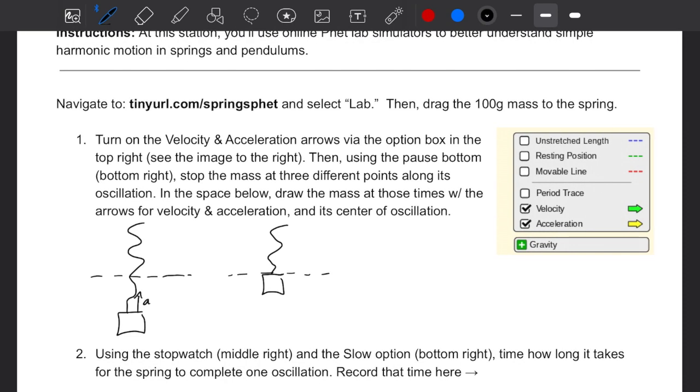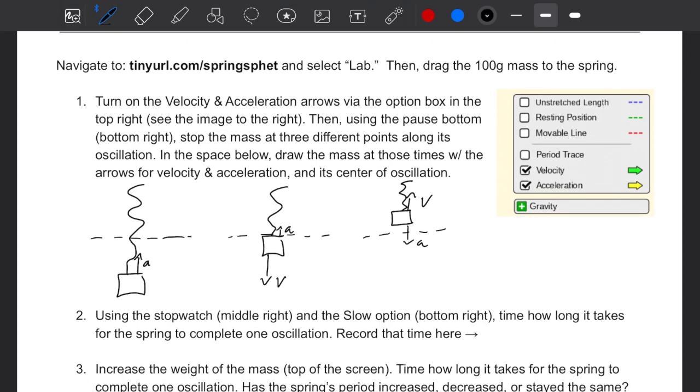But I chose another one that was right here where my acceleration was still up, but not by as much. And the velocity at this point was going down. And then for the third one, there's my equilibrium line. I stopped this one up above equilibrium, so my acceleration should be down. And at this point, my velocity was up, so it was on the way up.